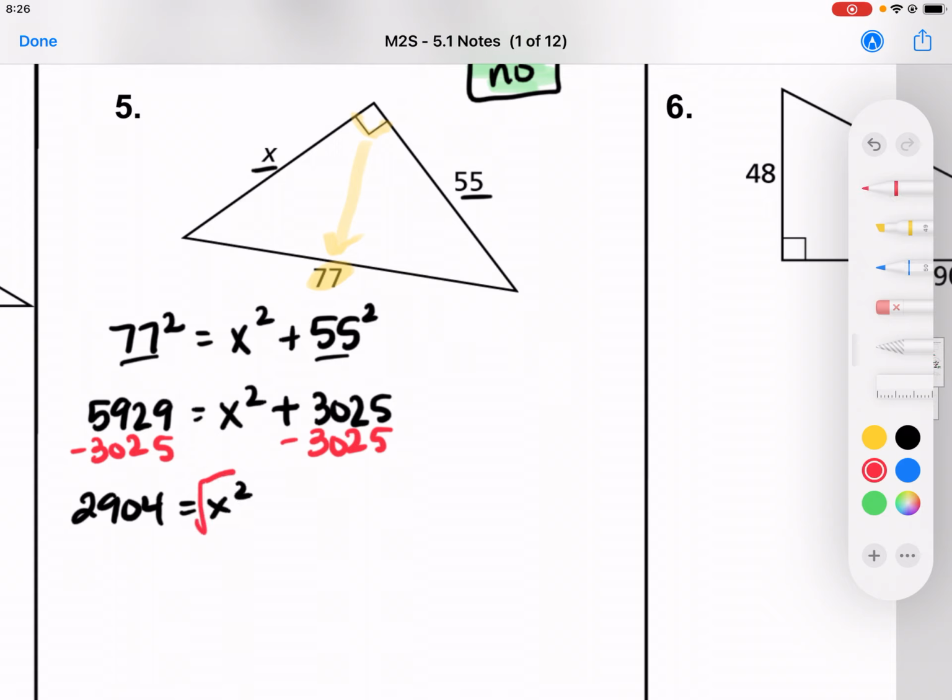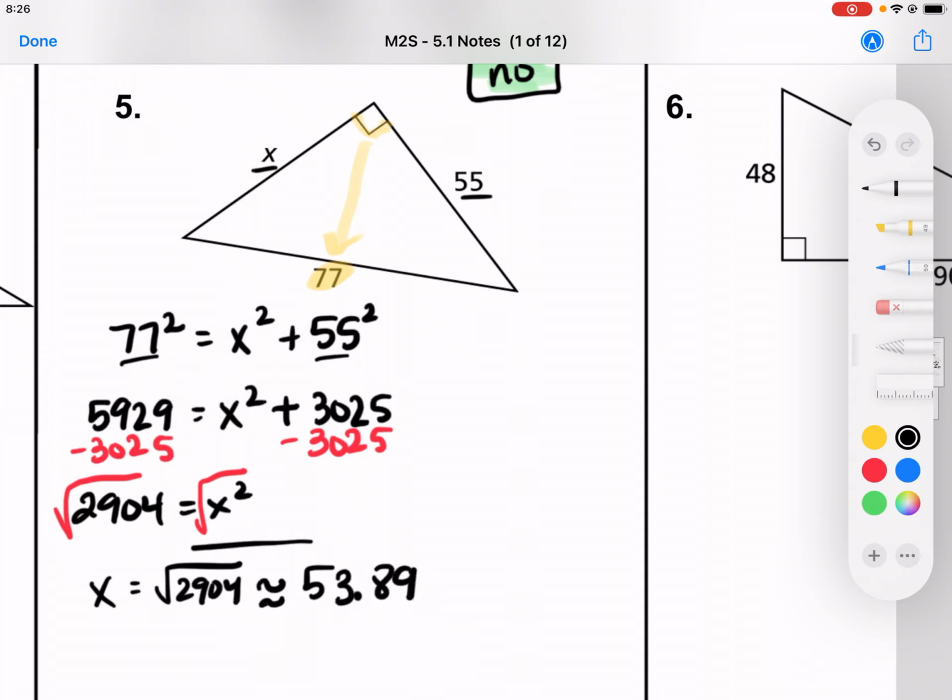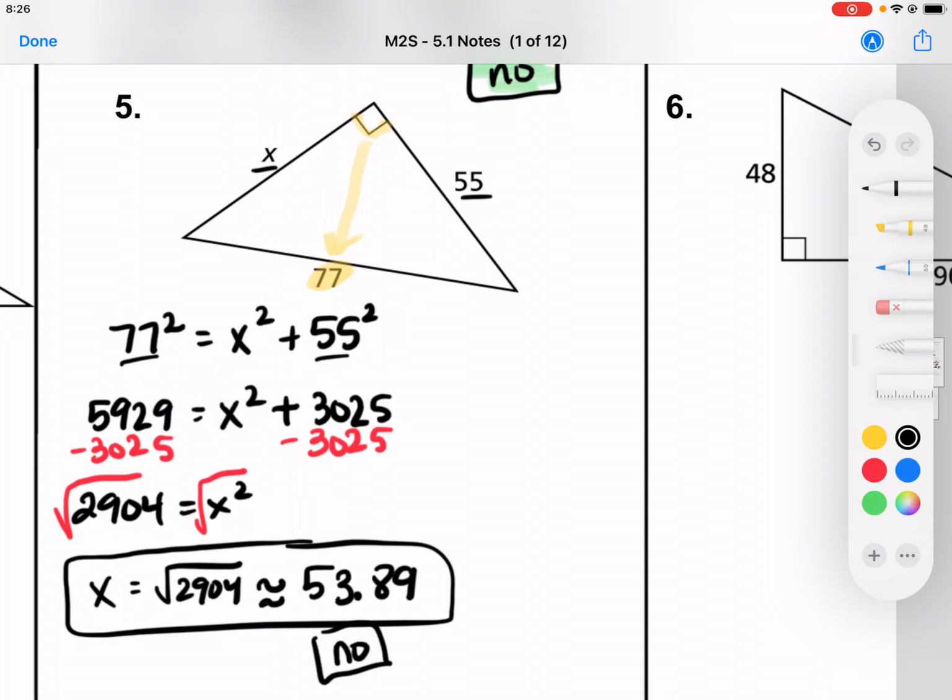And then once again, to get rid of a square, you take the square root. So the square root of 2904, sorry. With this one, for my calculator, it actually gave me the decimal right away, which is unusual. I'm going to rewrite it this way. So we have x is equal to the square root of 2904, or approximately 53.89. So because there's a decimal, this is not a Pythagorean triple. So put a no for that.